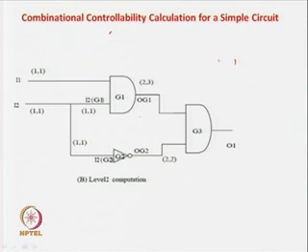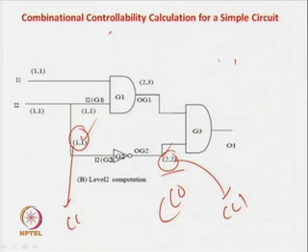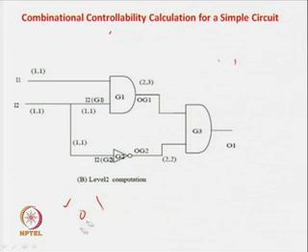Now, for the OR gate, we want to do it as well. We know that 1 1 is the combinational controllability of 0 and 1 over here. So, what is the combinational controllability of 0 at this one? It is the controllability of 1 here plus 1 for the level shift, that is 1 plus 1 is 2. Now, if you want to find the combinational controllability of 1 here, it is the combinational controllability of 0 here plus 1, that is 1 plus 1 is 2. So, we get the value 2 2. This solves for level 2.